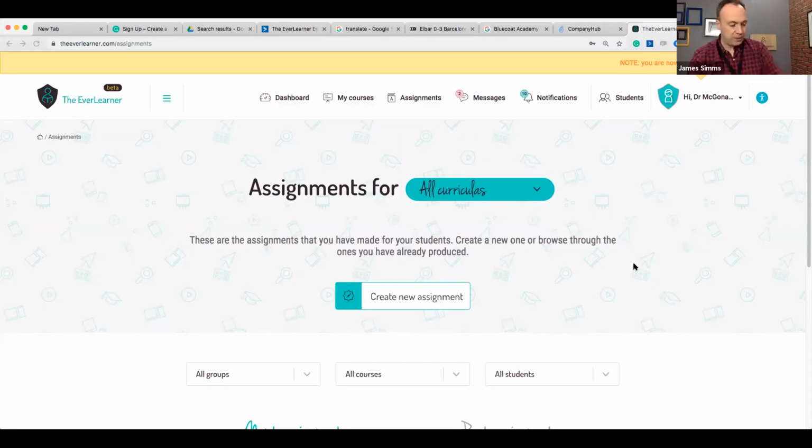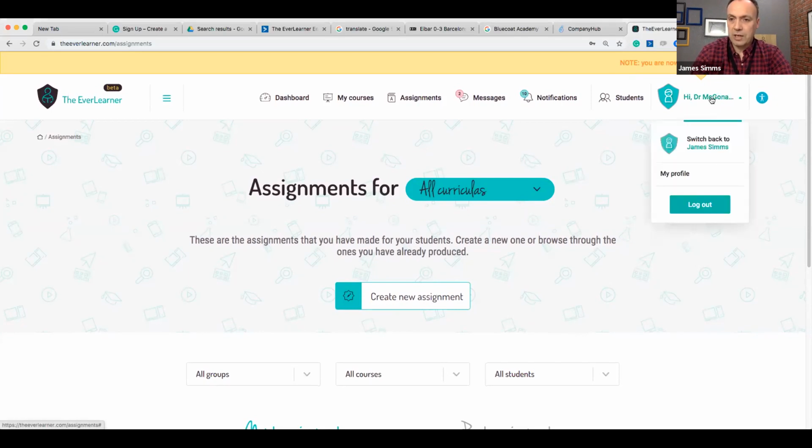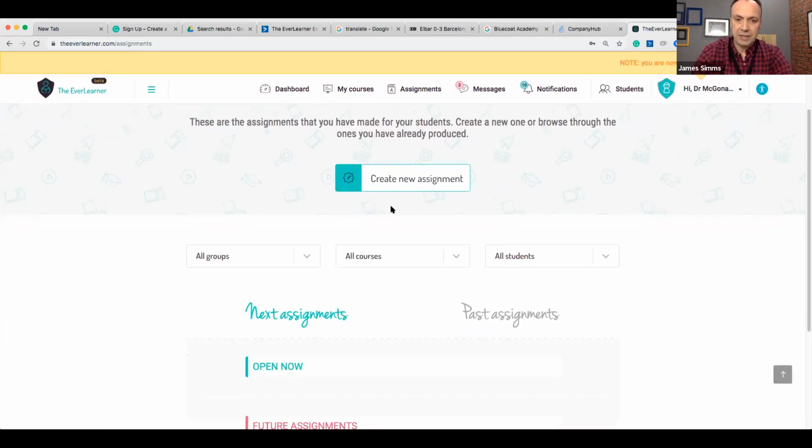Now, what I want to do, guys, is just show one simple example of how we might set a task for students that incorporates this notion of interleaved practice. I'm going to show you something on the Everlearner, although this could be an entirely analog experience too. As a teacher, I'm going to set my student a task.